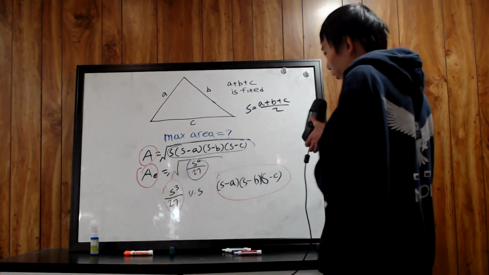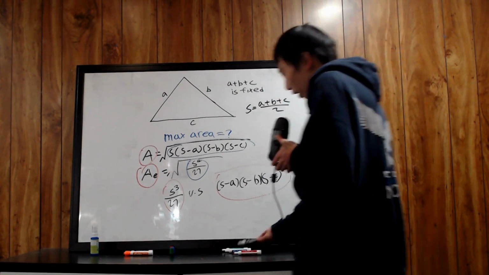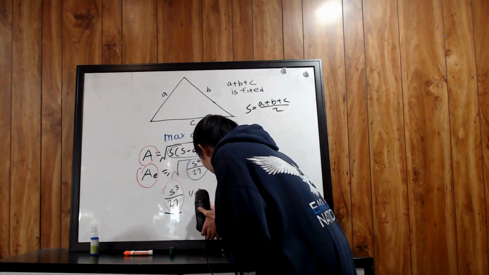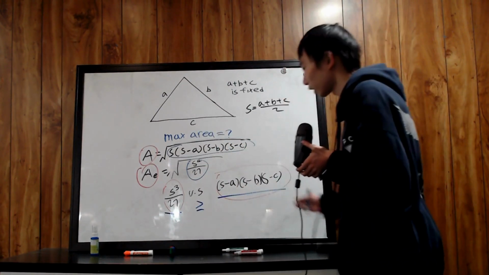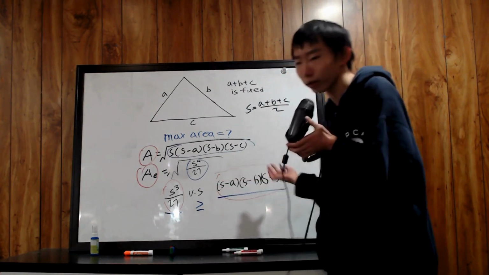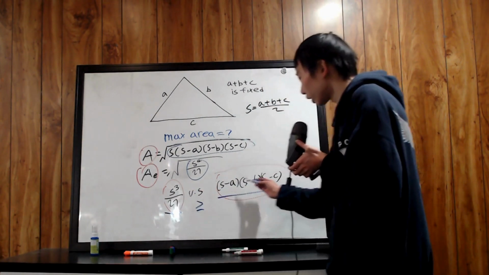Okay, so now we're going to have to use a very useful fact. First, let's remember, our claim was that this is greater or equal to this, right? Now, I wrote equal here because if a equals b equals c, then it would be equal. But otherwise, it would be greater. So this was our original claim. This is greater or equal to this.